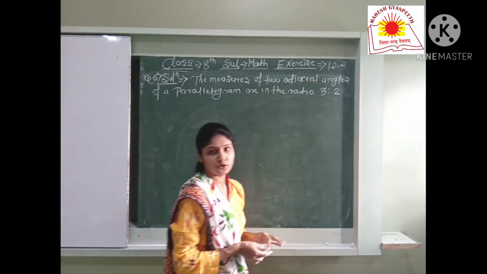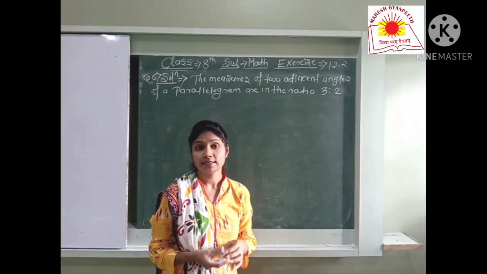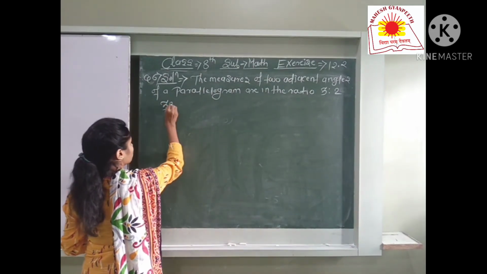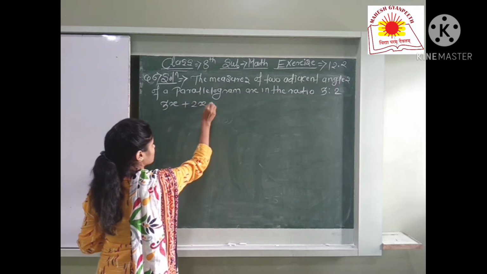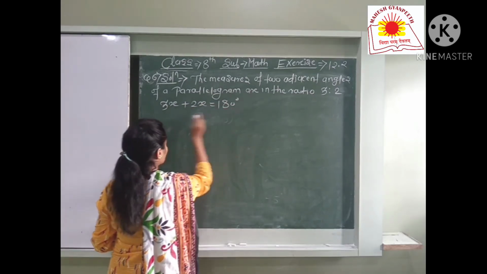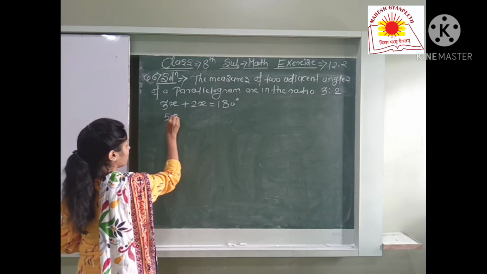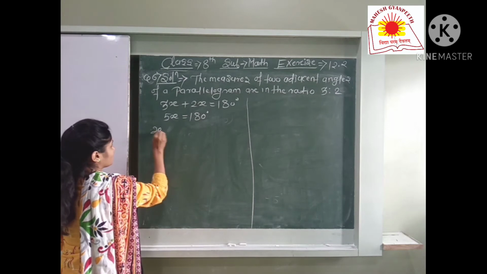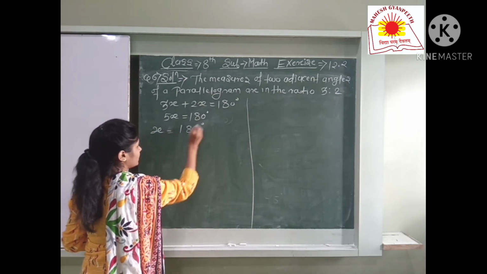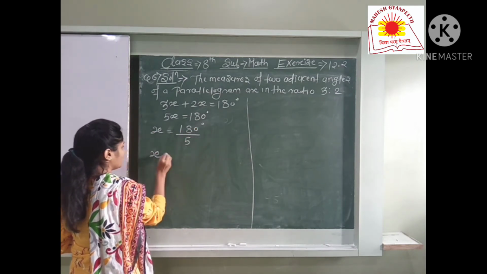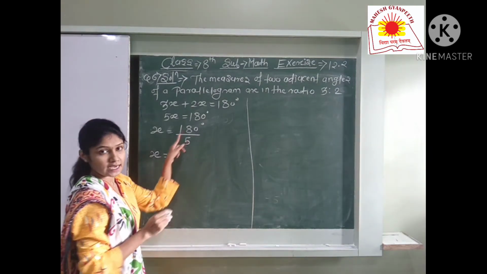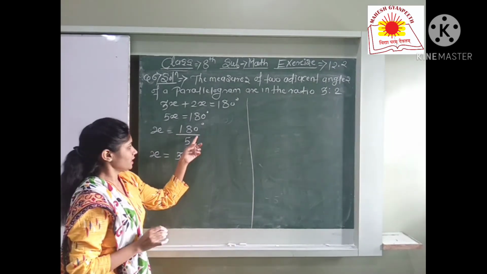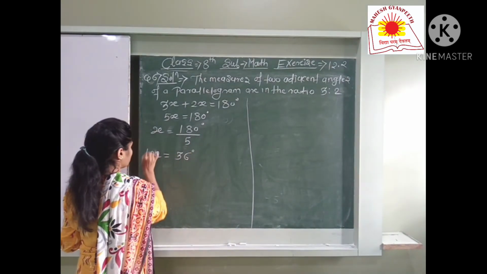Okay, so all of you know that adjacent angles are supplementary. What does supplementary mean? It's 180 degrees. So we directly take the ratio: 3x plus 2x is equal to 180 degrees. Now 3x plus 2x is 5x, so 5x is equal to 180 degrees. Now transfer this 5 to the other side, so it is divided by 5. 5 times 3 is 15, then the remaining is 30, 5 times 6 is 30. So x is equal to 36 degrees.